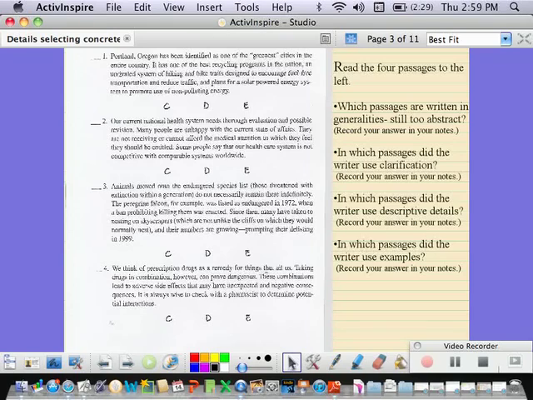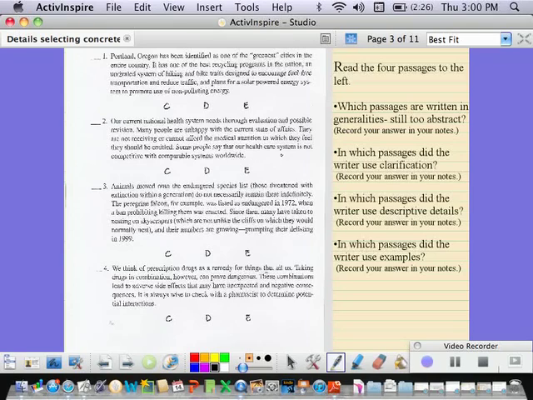Here's 4 passages. First of all, we're going to decide which are general and which are specific. Portland, Oregon has been identified as one of the greenest cities in the entire country. It has one of the best recycling programs in the nation. It has an unrivaled system of hiking and biking trails designed to encourage fuel-free transportation and reduce traffic. And it has plans for solar-powered energy system to promote use of non-polluting energy. Well, their point is that Portland, Oregon is green, and they give me some very specific information. They don't really describe it, but I get some pretty specific information as to how. So I don't think this is too general.